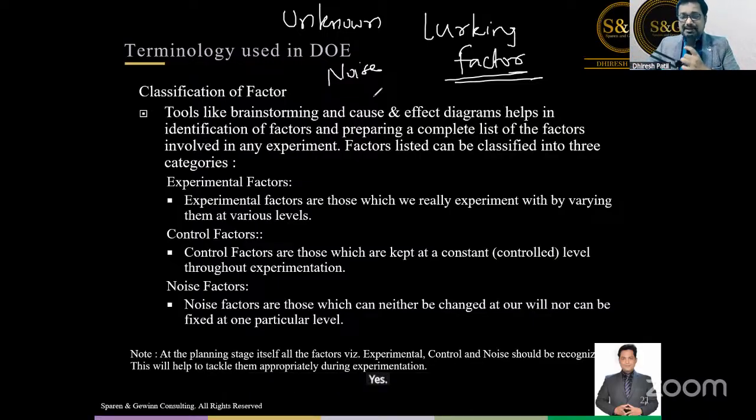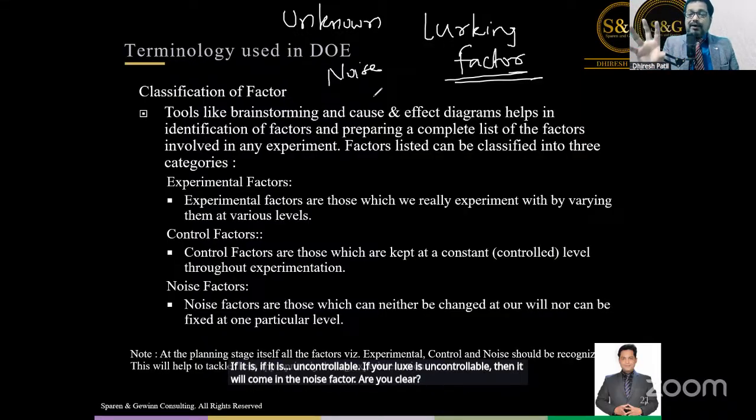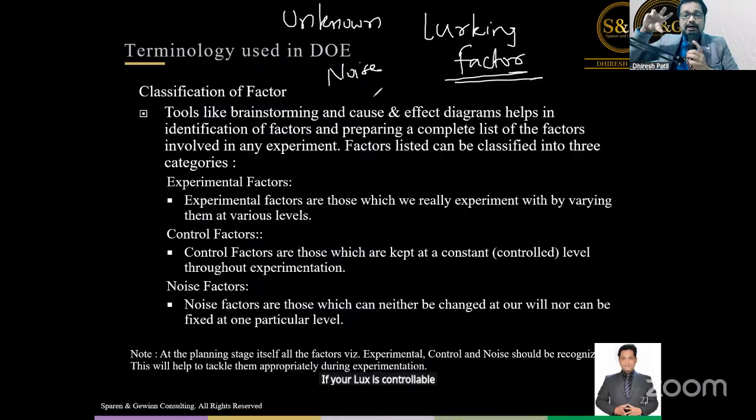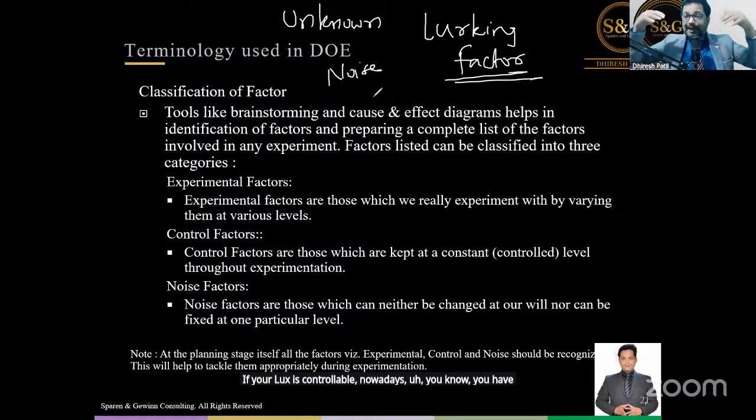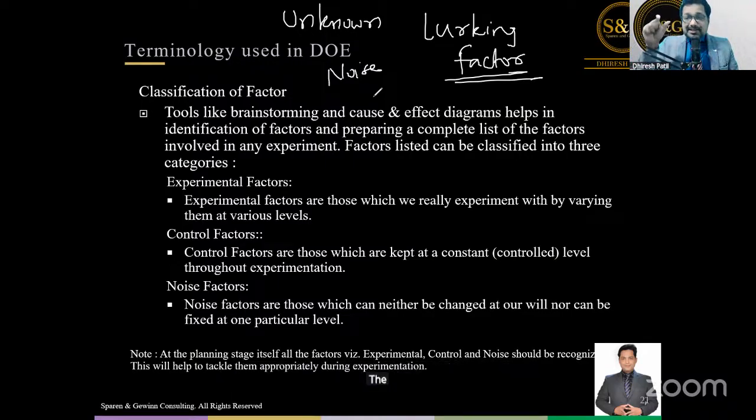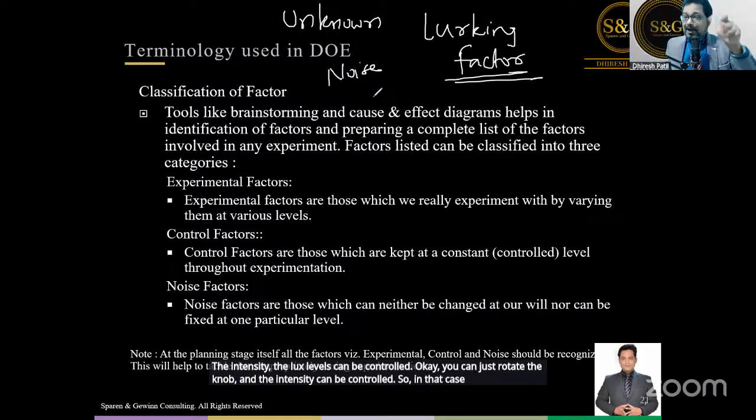Yes, are you clear with this? Is lux level included in the noise factor? If it is uncontrollable, if your lux is uncontrollable, then it will come in the noise factor. If your lux is controllable, nowadays you have illumination systems where the intensity, the lux levels, can be controlled. You can just rotate the knob and the intensity can be controlled. So in that case, that will become a control factor and not the noise factor. Correct?